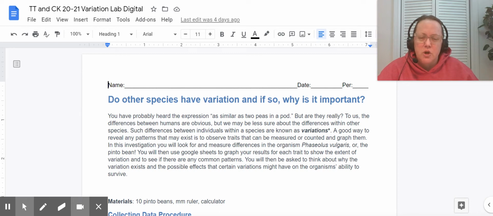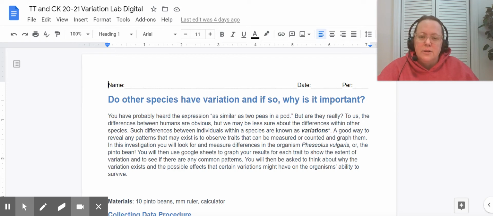Today, scientists, we are doing a lab on variation with pinto beans. The title of the lab is, Do Other Species Have Variation? And if so, why is it important? You have probably heard the expression "as similar as two peas in a pod." But are they really? To us, the differences between humans are obvious, but we may be less sure about the differences within other species. Such differences between individuals within a species are known as variations.